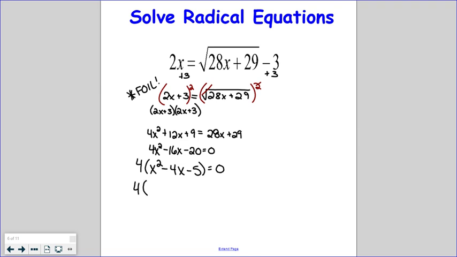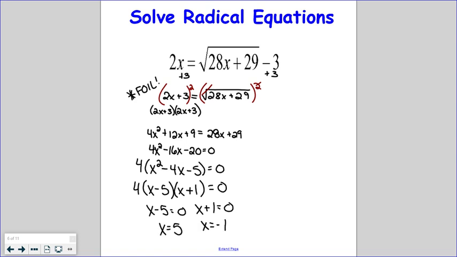Keep factoring to solve for x. Factors of -5 that add up to -4 would be -5 and +1. At this point, remember, anything that has an x gets set equal to 0. Well, our GCF does not. So in this problem, our GCF does not get set equal to 0, just the x's. And we end up with x equals 5 and x equals -1. Questions on that?